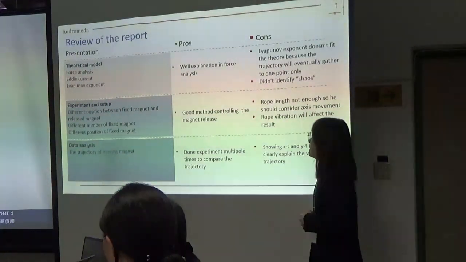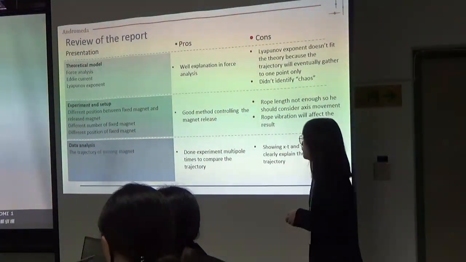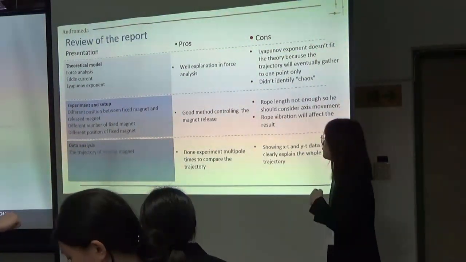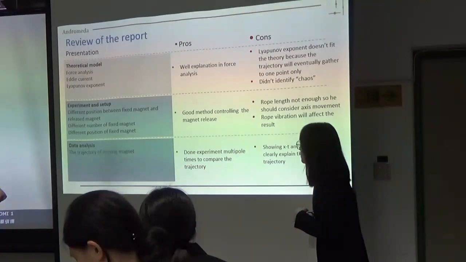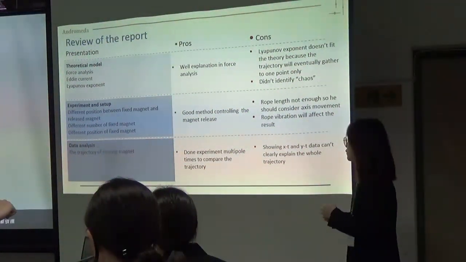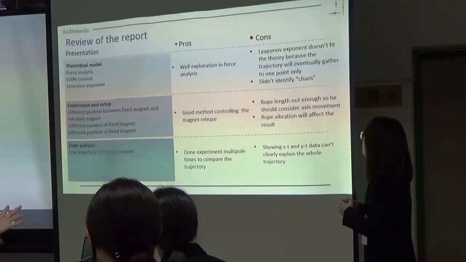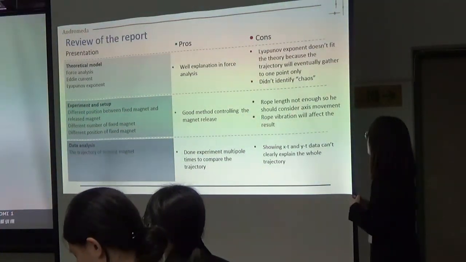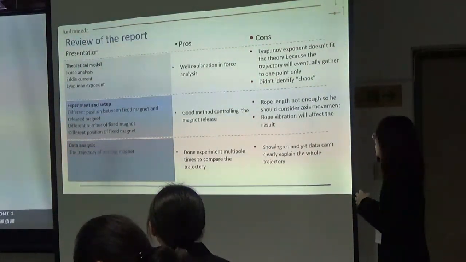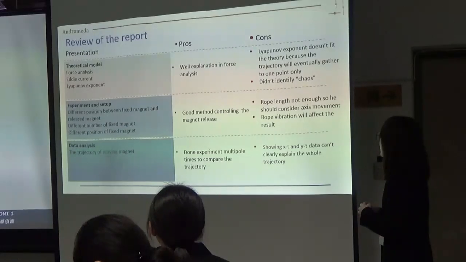And on the experiment data, he used different positions between the fixed magnet and released magnet, and different numbers of fixed magnets, and different positions. Okay, the process is a good method for controlling the magnet release. But he should consider the axis movement, and also the rope vibration will affect the results.